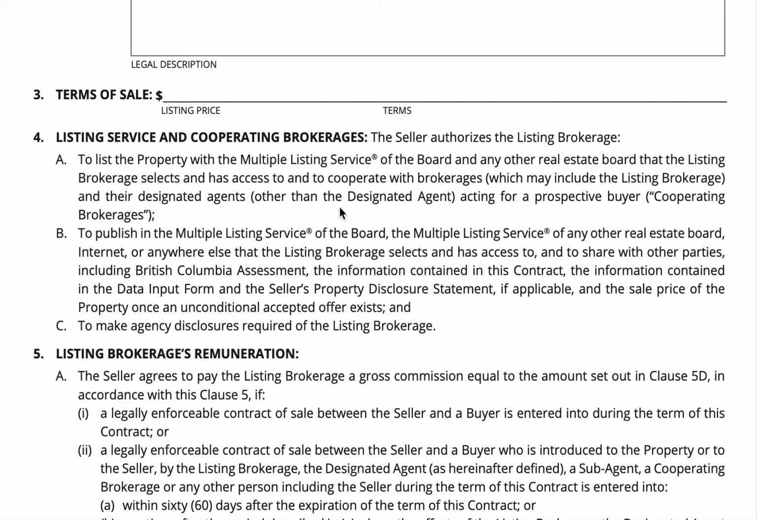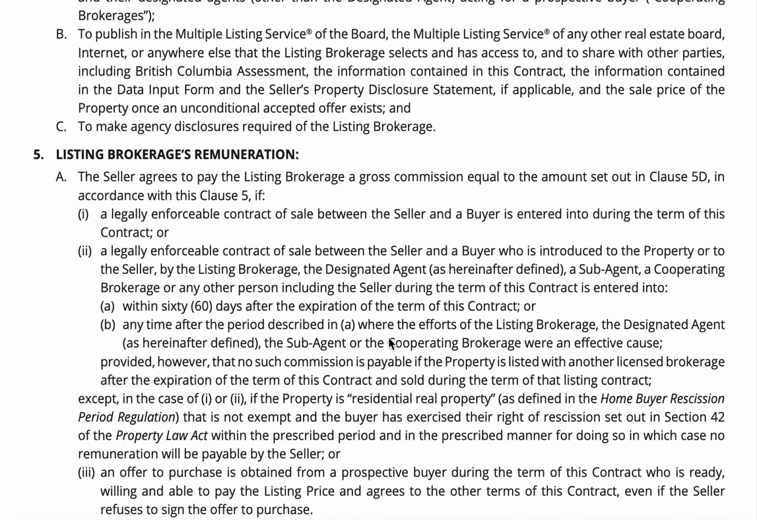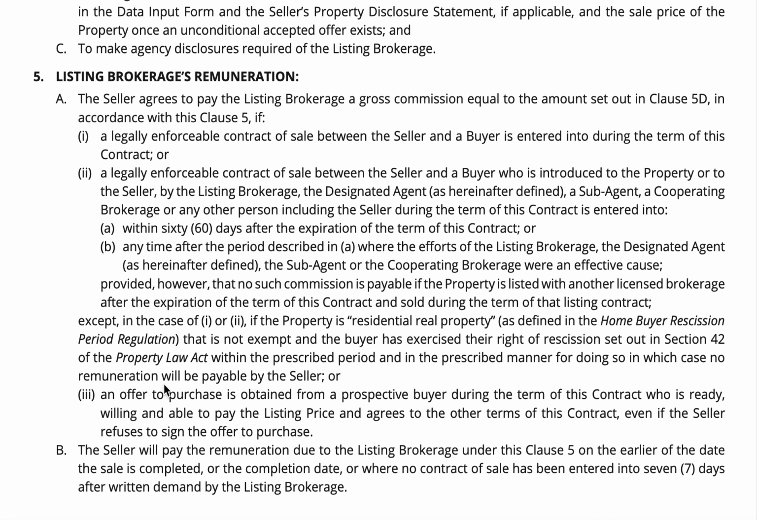Listing service and cooperating brokerages. So the seller authorizes the listing brokerage to list the property, to publish in the MLS of the board, and to make agency disclosures required of the listing brokerage. Listing brokerage's remuneration. This is commission.